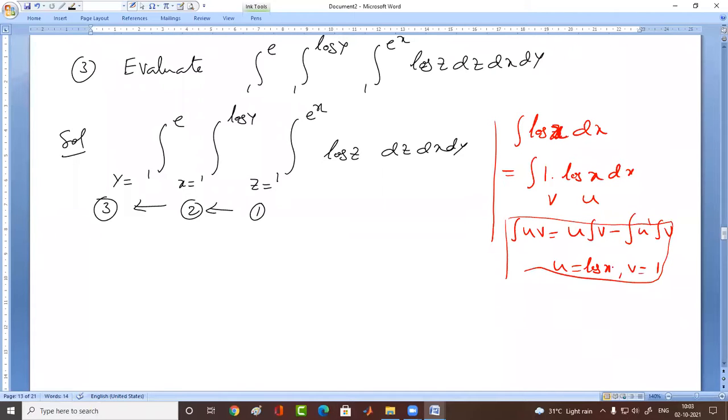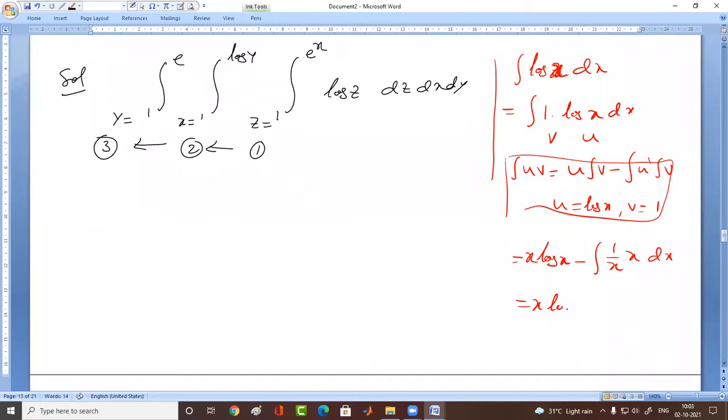So using this formula, u is log x, the integral of v, the integral of 1, is x, minus the integral of the derivative of u, 1 by x, times x dx. That gives x log x, and here the terms cancel, and the integral of dx is x. So finally, the integral of log x dx is x log x minus x. If you know this formula, then it is very easy.